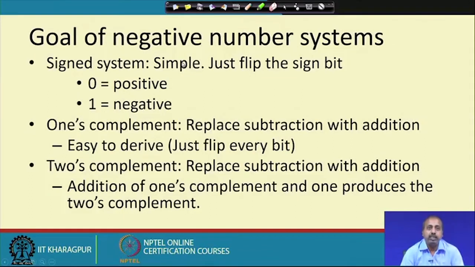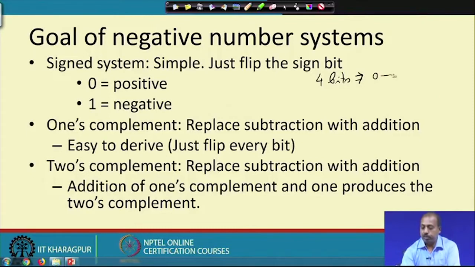So, why do we need this, what is the goal of this negative number system? The sign system is simple. You just flip the sign bit. So, 0 is positive and 1 is negative. Say if I have got 4 bits for representing numbers, in 4 bits I can represent the numbers 0 to 15, fine.